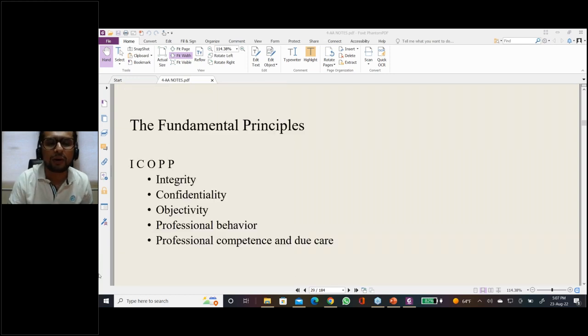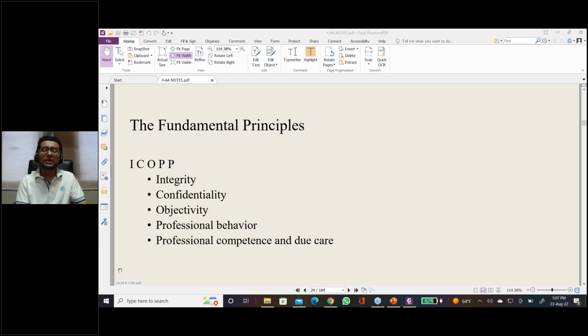Let's start with the first one, the fundamental principles. Now there are five fundamental principles. The first one is called integrity, which means we have to remain straightforward and honest in all professional relationships. Confidentiality, we need to respect the information which we obtain because of the nature of the job. Objectivity, we should remain unbiased. We should not be in favor of the client. We should not be against the client.